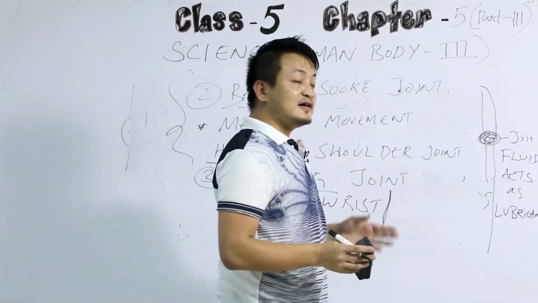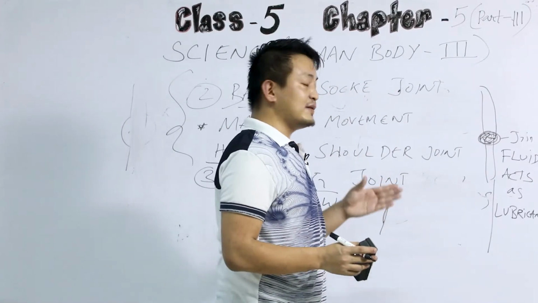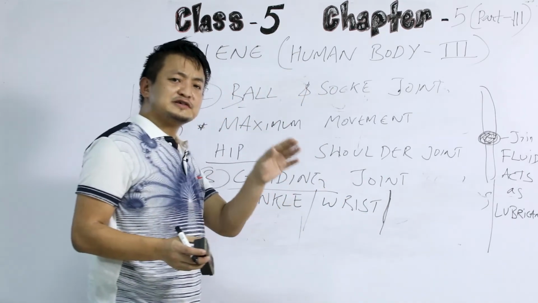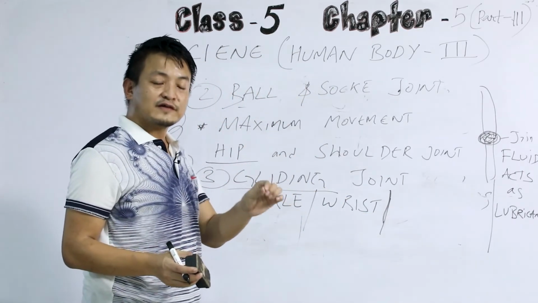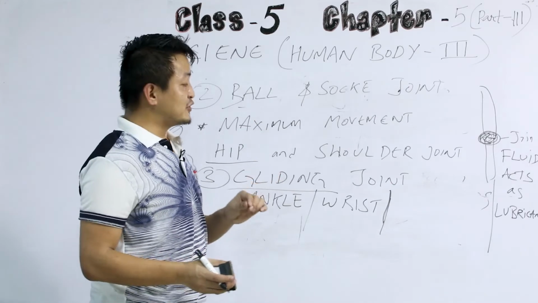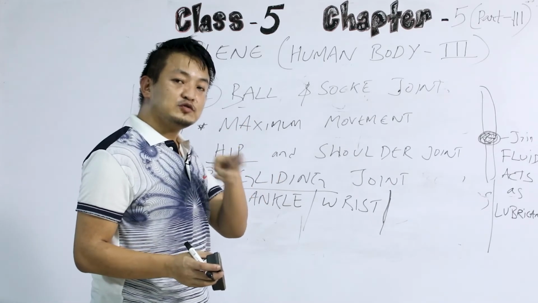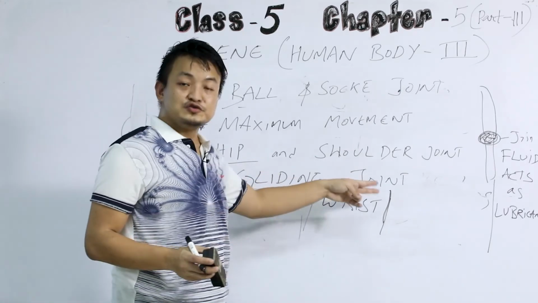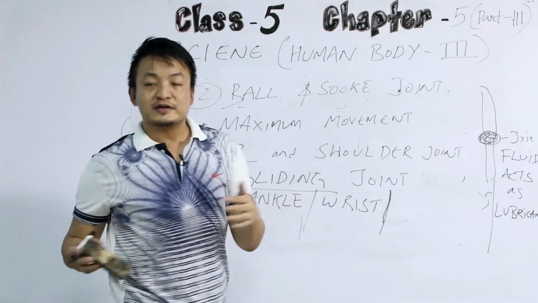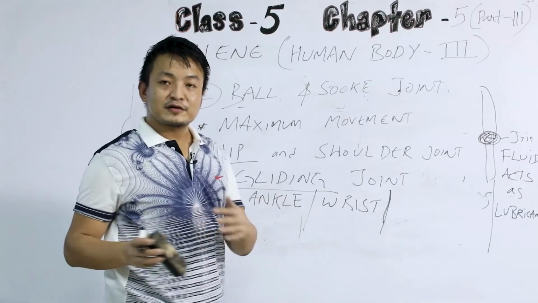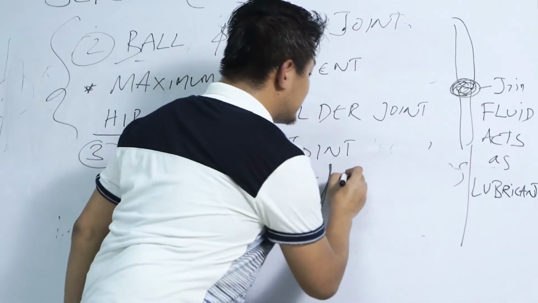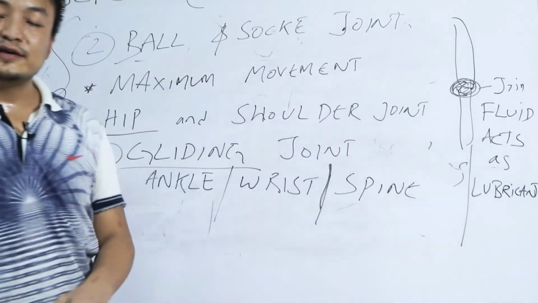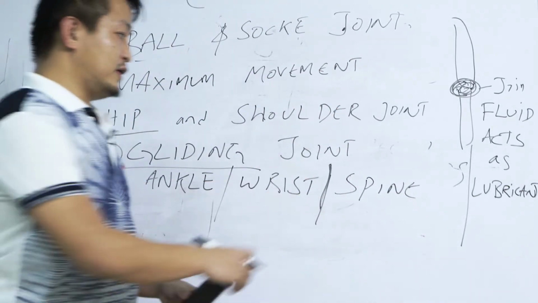See, like I've said, in the last class I have discussed our backbone, right? Now it is made up of 33 small bones, which are known as vertebra, okay? Between any two vertebra, there is a gliding joint, okay? That's why we can twist, we can turn our backbone, right? We can turn around. So you can write, in the spine, between any two vertebra.